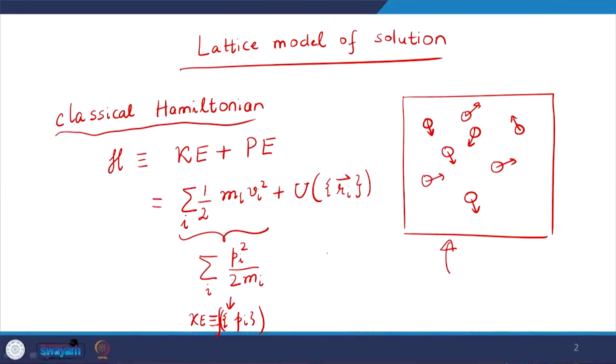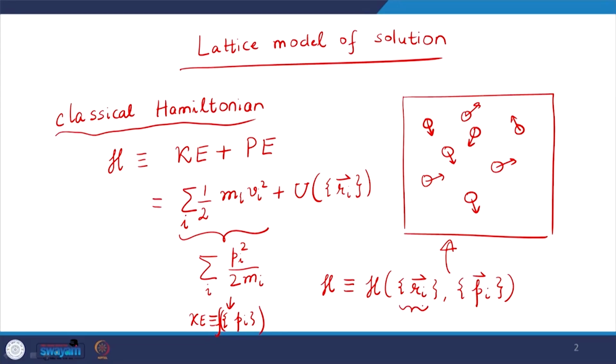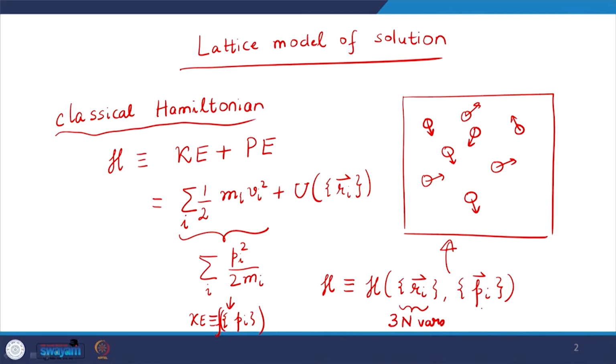So, if I really have to think about it, my Hamiltonian is a function of the position and momentum, and now I am looking at the Hamiltonian as a function of that. How many variables will that function have? For each of the n particles, we will have 3 coordinates if we are working in 3 dimensions. So, you will have 3n variables, and 3n variables also of the momentum, because momentum also is a vector. So, in total we have 6n variables. These 6n variables are what is referred to as the phase space.